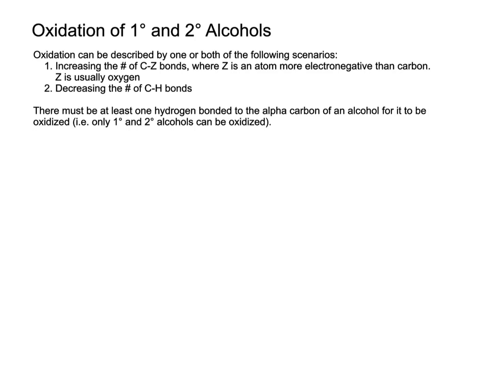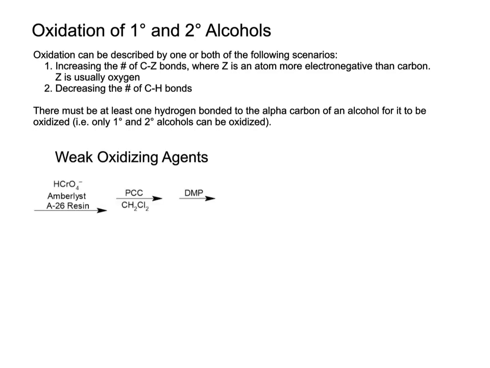One of the most important things that I can tell you about oxidation is that you need to know your oxidizing agents. And there are weak and strong oxidizing agents of alcohols. The weak oxidizing agents, you have 3 of them, are HCrO4 Amberlyst A26 resin, PCC with CH2Cl2, and DMP. Some organic chemistry classes focus on PCC only, but I've seen others that also mention the HCrO4 Amberlyst A26 resin, and yet again I've seen others that have DMP.